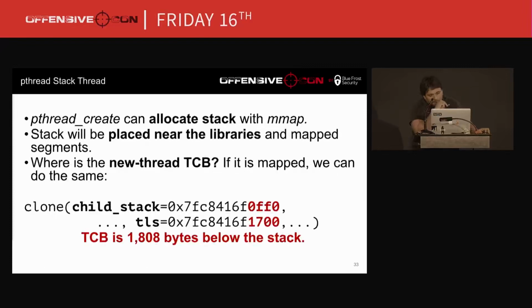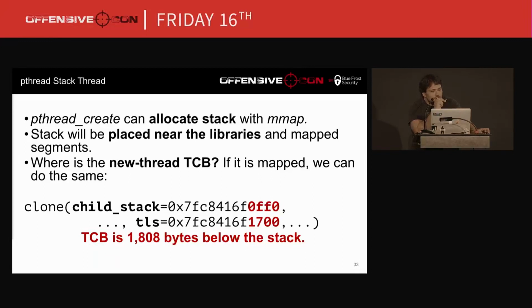But that's not all. What would happen if you create a thread and we try to find the TCB of the new thread? Well, the stack for a new thread is allocated with mmap, and this new stack will be placed near the libraries. So, for example, if you have a read out of bounds in an area on the stack, you can change some values in the libraries.